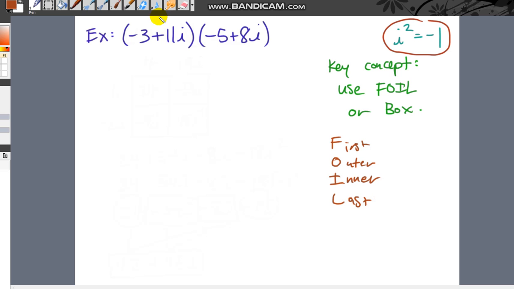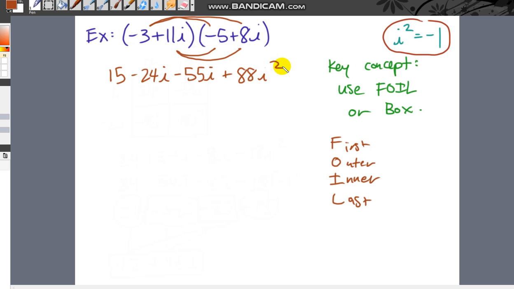Okay, so we're taking the first terms here. First terms, -3 times -5 is going to be a positive 15. Okay, then we're going to do our outer terms. -3 times 8i is going to be a -24i. Then we're going to do our inner terms. 11i times -5 is going to be -55i. And then we multiply our last terms together. 11i times 8i is going to be a positive 88i squared.